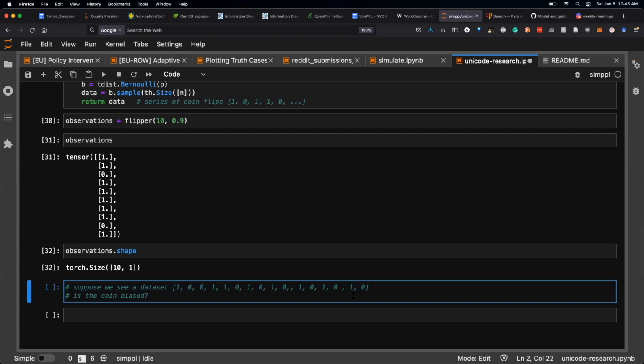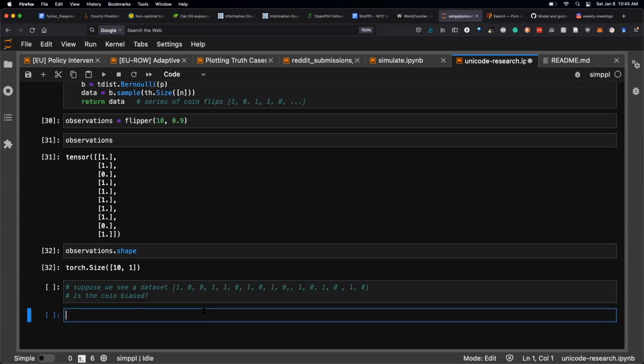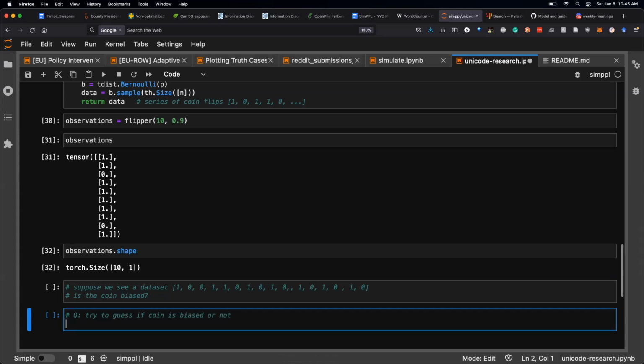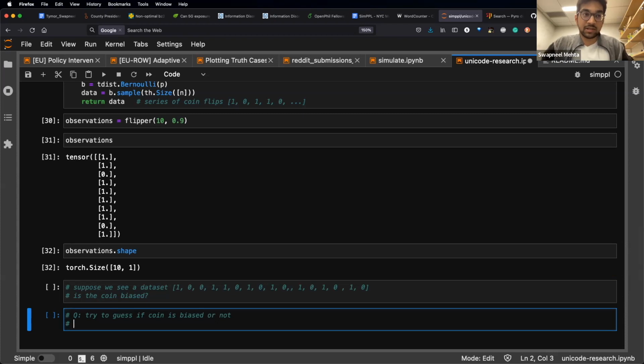The question was to try to guess if the coin is biased or not. So I said that one way could be defining a bare minimum threshold of probability of heads or tails. I think the communication gap was that an unbiased coin has exactly 0.5 probability.